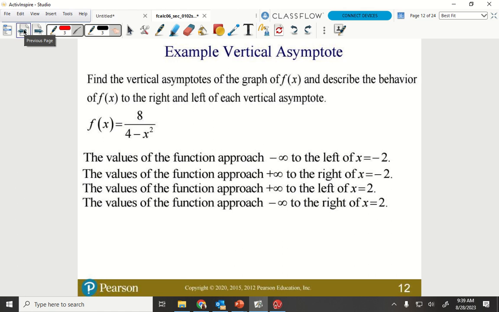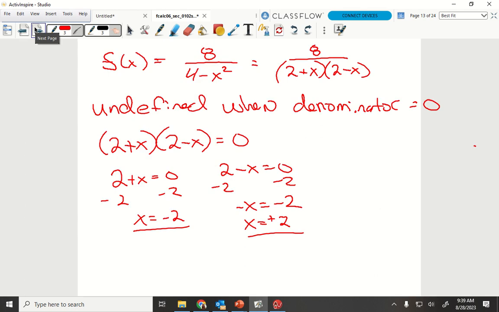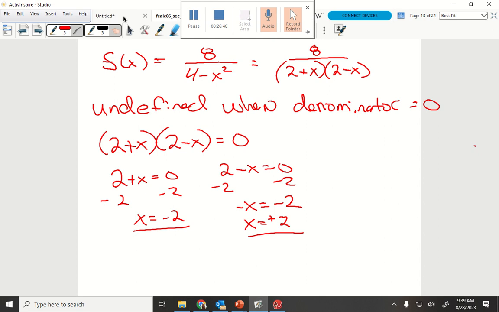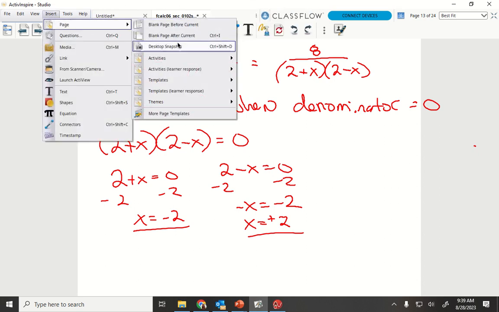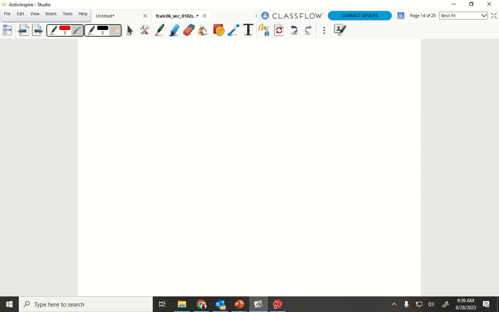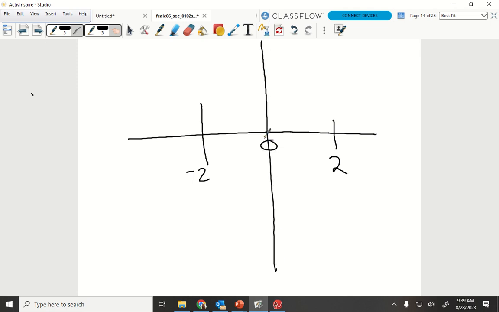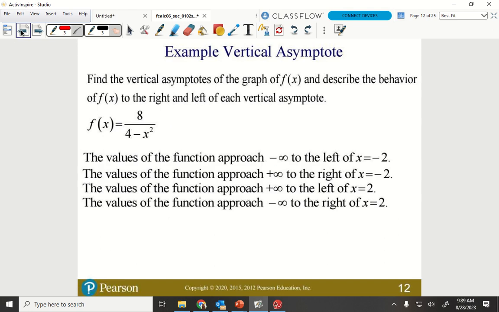Okay, describe the behavior. Values of the function approaches negative infinity to the left of negative 2. Okay, so let's go through and do a quick number line here. So negative 2 and then positive 2. Here is my thing. This is 0. So it's asking, what is it doing? Values of the function approaches negative infinity to the left of negative 2. All right, what's going to happen to the left of negative 2?